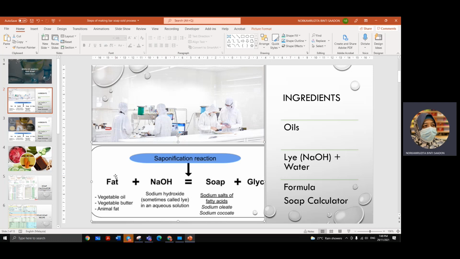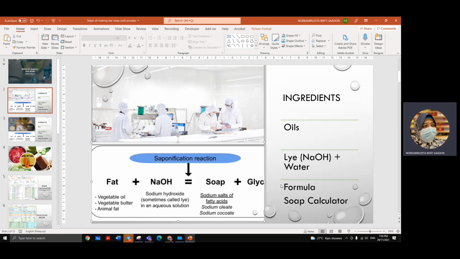Then you need to have sodium hydroxide, where this sodium hydroxide will be diluted into water. So you're going to prepare the aqueous sodium hydroxide. Once you have that, later you're going to produce the soap with a certain practical method. So the basic ingredients are only oils plus lye, or sodium hydroxide. Sometimes they call it caustic soda.